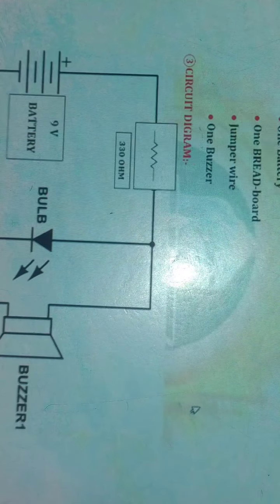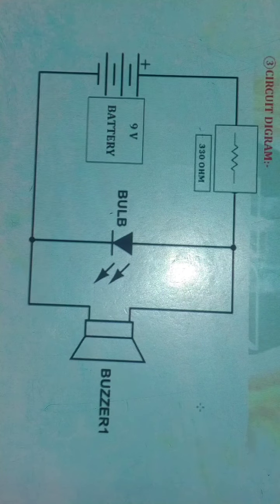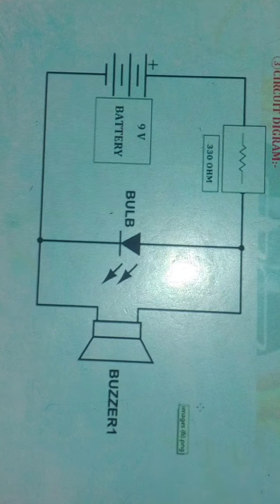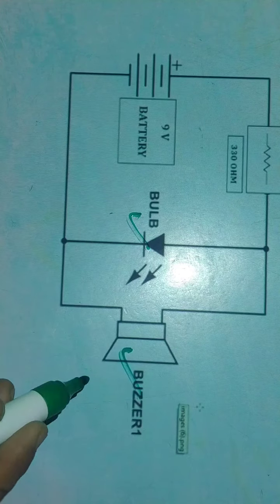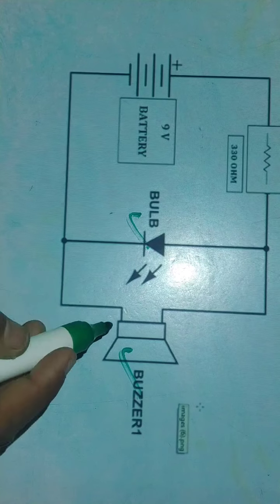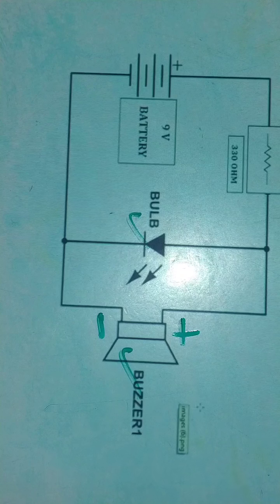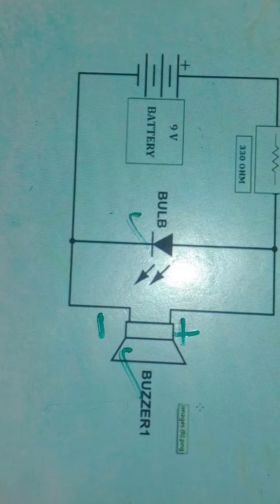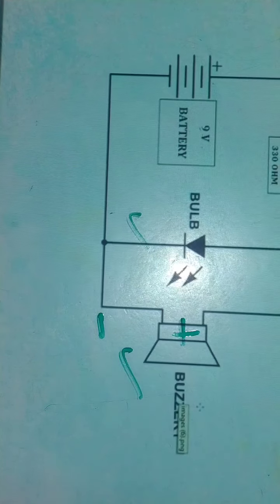These are the materials required. The only change in this circuit is the buzzer. This is the circuit diagram, draw it by yourself. This is the LED light, and this is the symbol of the buzzer. This is the buzzer positive terminal. The buzzer positive terminal is not mentioned in your circuit diagram, so this is the positive and negative terminal of the buzzer. Design it by yourself.